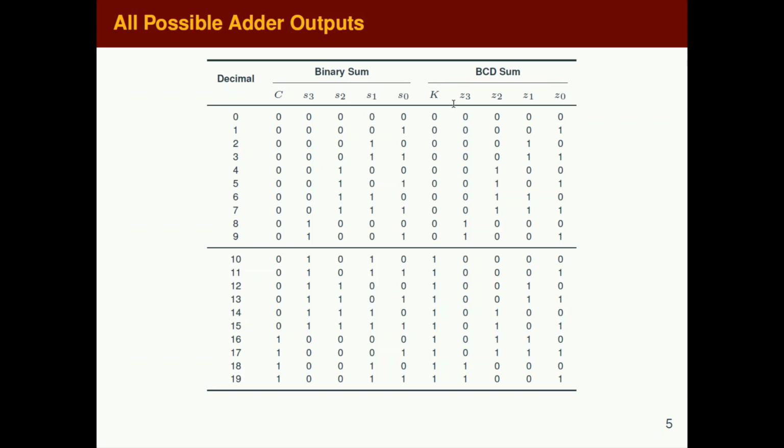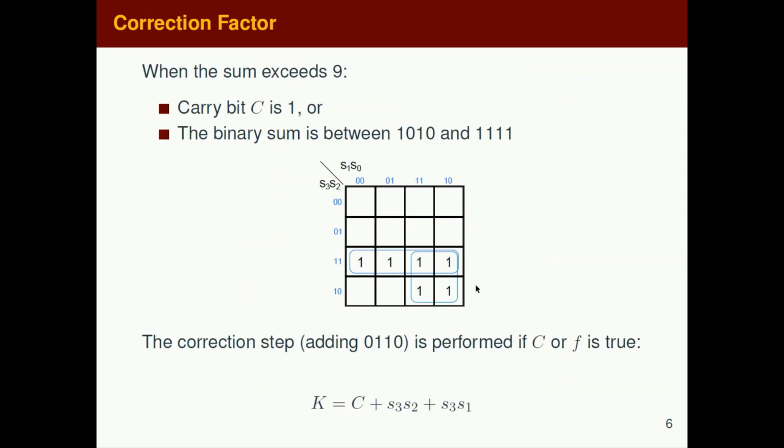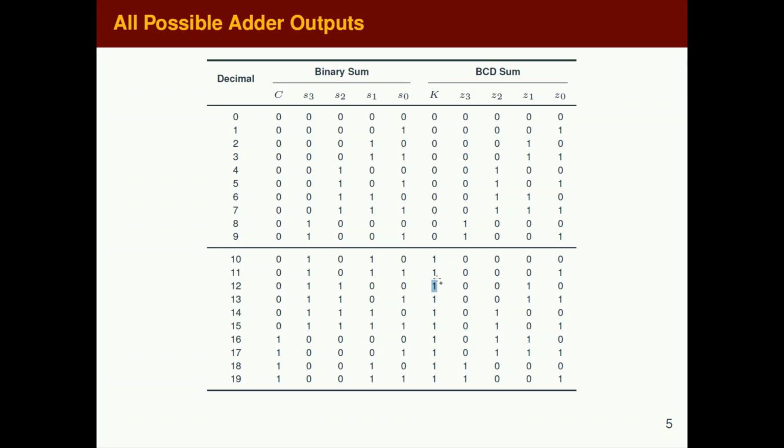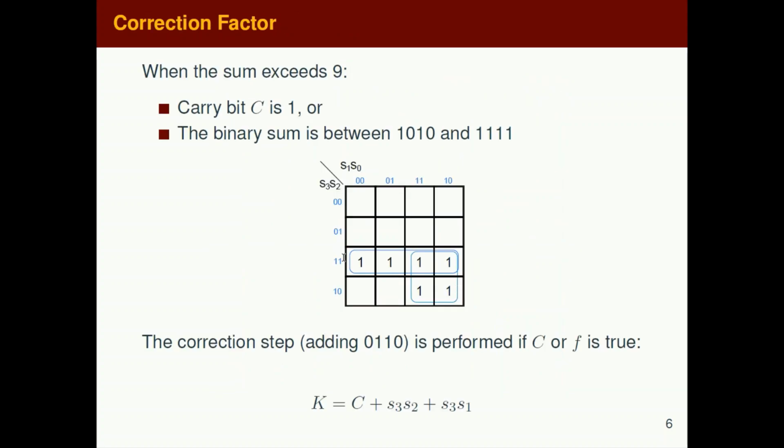So where is 0 0 1 1, K equal to 1. And when you fill up everything, so K equals 1 in cells 2, 3, 6 until this one, so you fill in this, you get the equation. K equals C plus S3 S2 and also S3 S1. Okay, you get this equation.